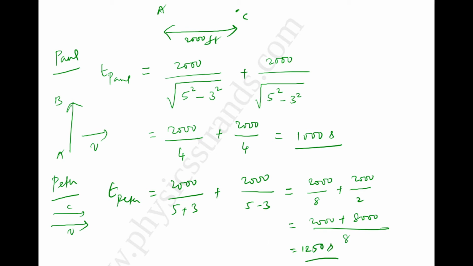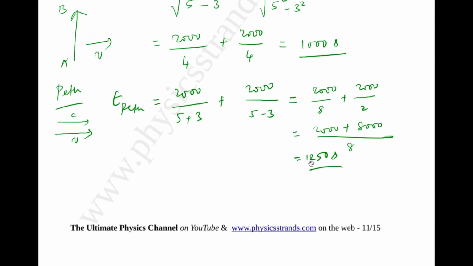So we can again see from this problem as well that Peter takes a longer time. He takes 250 seconds more than Paul. That means for the person who travels downstream or upstream in a river, he loses the race in comparison to a person who goes across and returns.